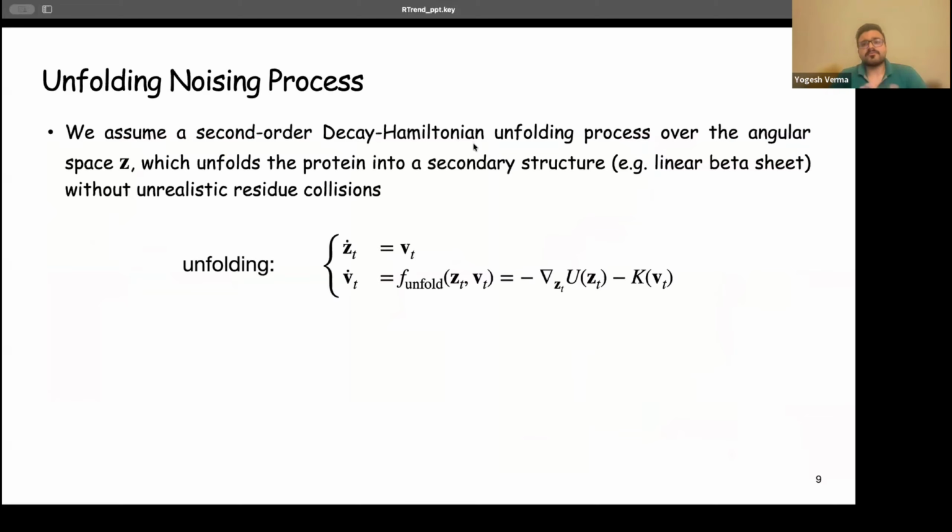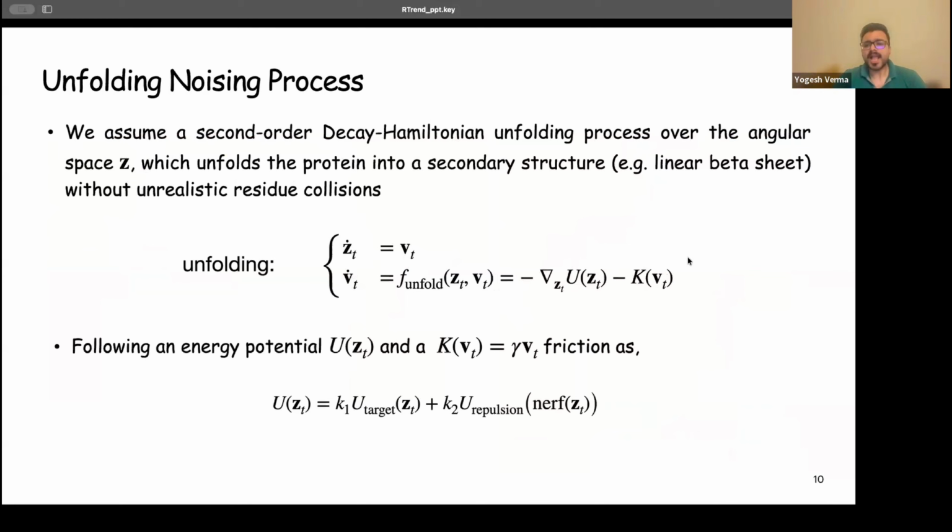So we utilize a Hamiltonian unfolding process over the angular space, which is denoted as Z, which unfolds the protein into a linear chain, also known as a linear beta sheet in biological terms, without collisions. So that's how it is formulated. It's a second order process. Z of t, the temporal derivative, depends on the velocity v of t, and the temporal velocity depends on this unfolding potential, which we define as U of Z of t. And there is a certain drag force, which is like a friction.